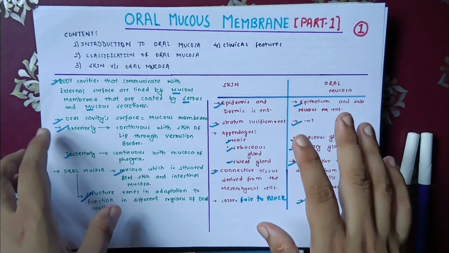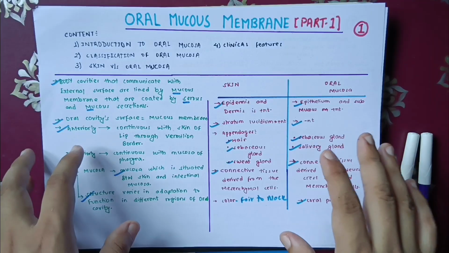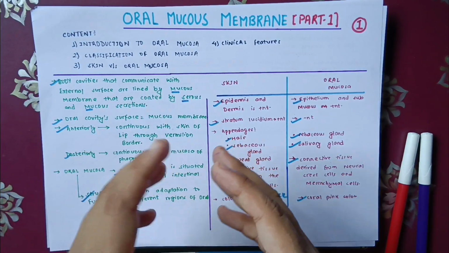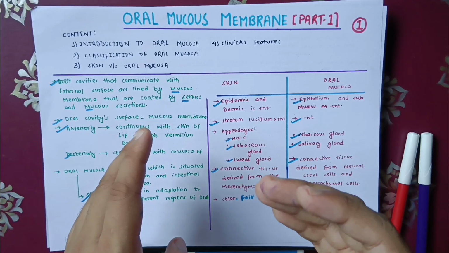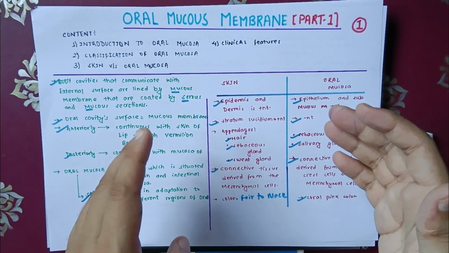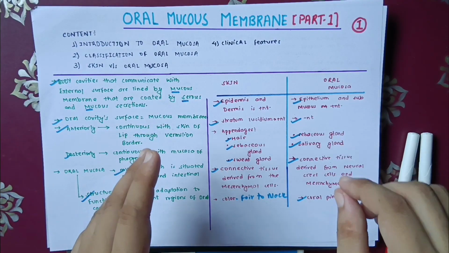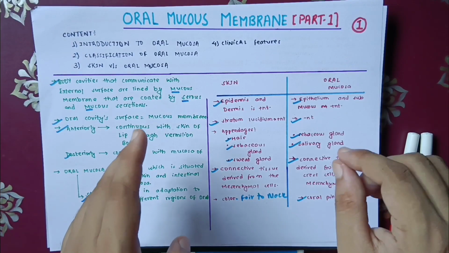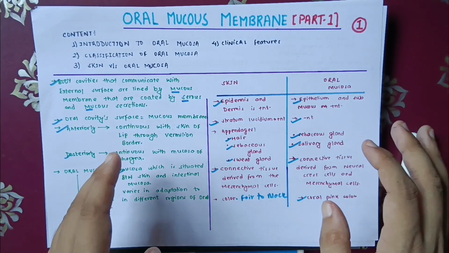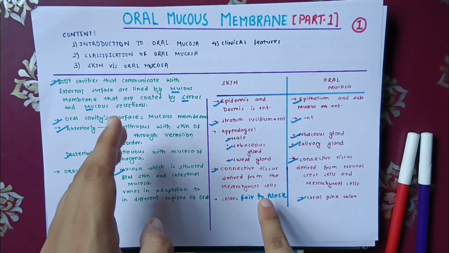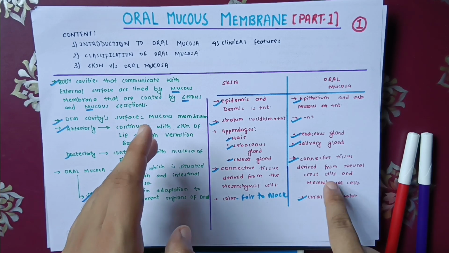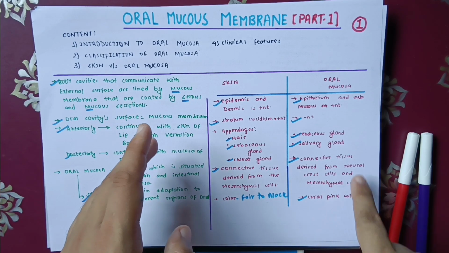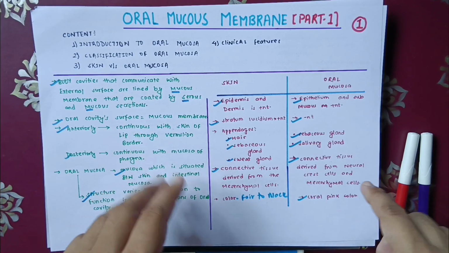In skin we have epidermis and dermis, here epithelium and submucosa. Stratum lucidum is present here but absent here. In appendages we have hair, sebaceous gland and sweat gland here, but here we have sebaceous gland which is non-functional and the salivary gland which is functional and the most important appendage of the oral cavity. And the connective tissue of the skin is derived from the mesenchymal cell, but here it is derived from the neural crest cell and the mesenchymal cell. So they are called ectomesenchymal origin.